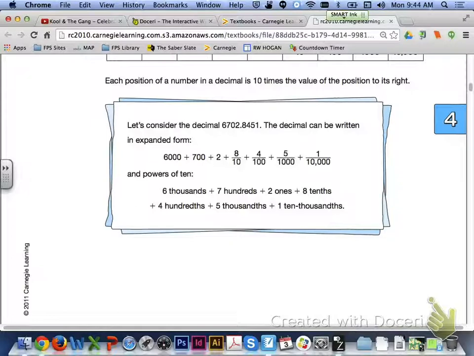Same thing's going to go when I'm writing out using powers of 10: my 6,000s, my 700s, again nothing in my tens place, I have 2 ones, and I have 8 tenths, 4 hundredths, 5 thousandths, and 1 10,000th.